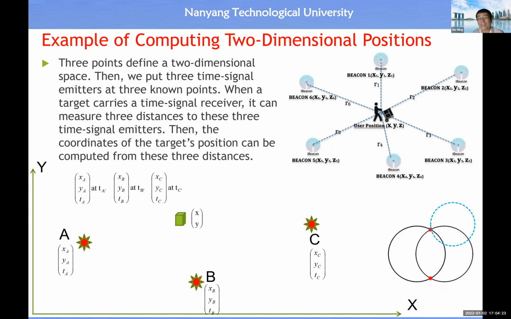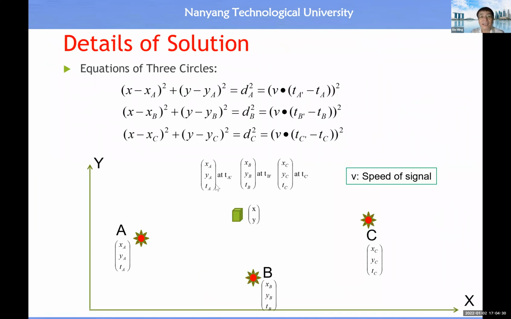Then with this distance, it should be good enough for us to come up with the solution for the calculation of a position, okay? Then here, we have the detail of the equation.